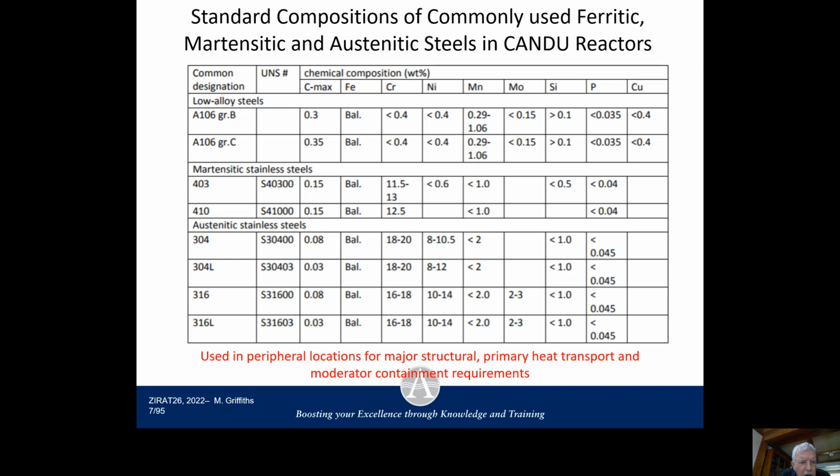The in-core components, or the components that will be subject to some neutron exposure, are the 403 and 410 stainless steels, which are used in the end fittings, martensitic stainless steels. And the calandria vessel itself is primarily made of 304 stainless steel, although there are some components, I'm not sure where, made of 316, perhaps some specialized parts of the calandria structure.